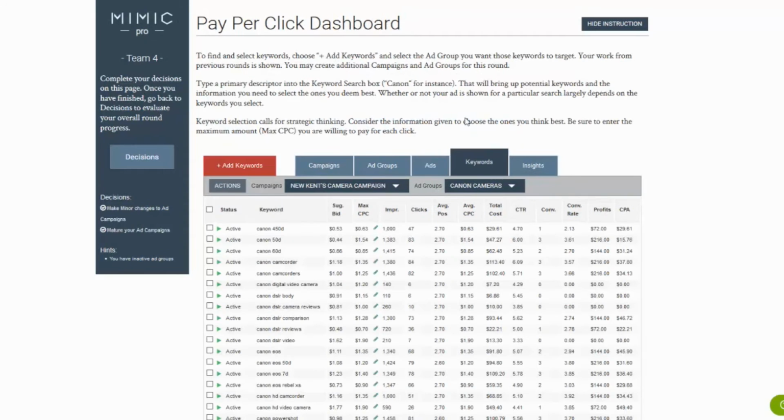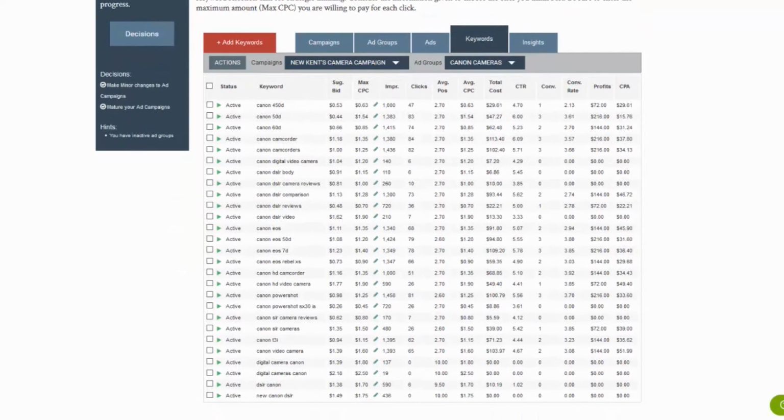Let's take a look at the keywords. Here again we have a long list of keywords, and these are pretty well themed together. And if we look here, this list of keywords is actually much better optimized. All of these keywords at least have the brand Canon in them, so this is a good list of keywords.